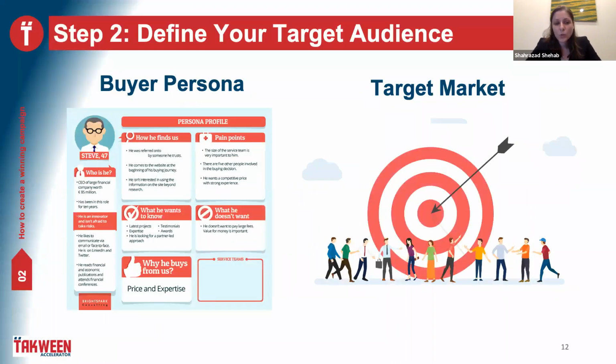The second step is to define your target audience. You should identify your buyer persona, and your buyer persona is a detailed description of someone who represents your target audience, or in other words, we can say it is a fictional representation of your ideal customer. You should as well identify your target market. And a target market is a segment of potential customers who are more likely to buy a product or service from you.